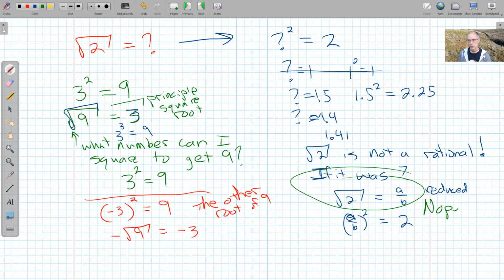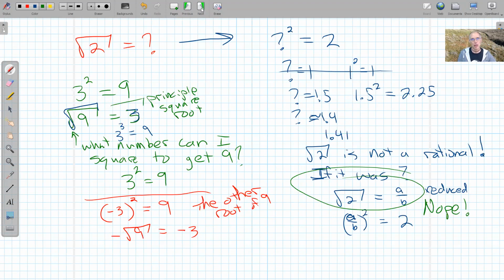Nope, no can do, not a fraction. You run into this contradiction where you can't find numbers a and b that work. Because if one of them's even, the other has to be even. That means it's not reduced, but I thought it was reduced, and everything goes to hell. So, square root of 2 cannot be written as a fraction, because if we try to make a fraction that works, it's either not exactly 2 when I square it, or it just doesn't exist.